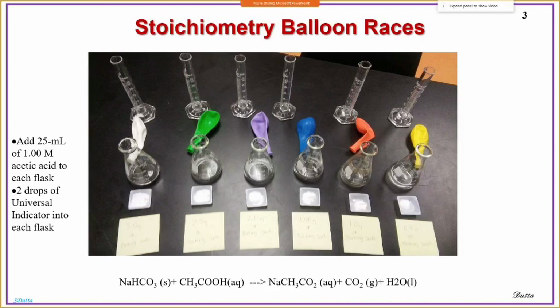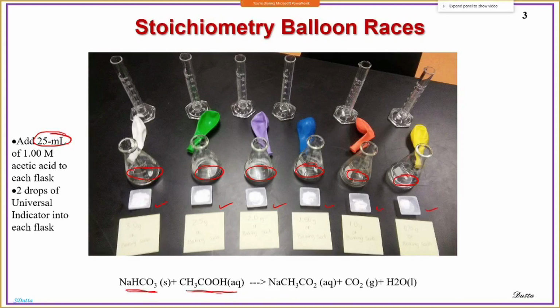You are going to use acetic acid, which is a component in vinegar, and sodium bicarbonate. Okay, so you have a fixed amount of acetic acid in each beaker, and you need to watch. I'm assuming you watched the video. And the fixed amount, what is the amount? 25 milliliters. Then you're going to take different amounts of sodium bicarbonate.